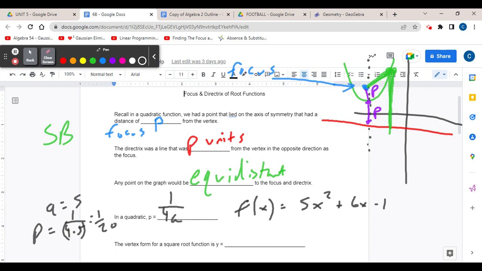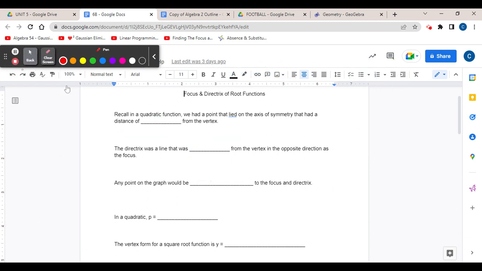Okay, now when we have a square root function, the formula is a little bit different, and so I want to make sure that we can get the formula here for when we have a square root function. Okay, so I'm going to go ahead and clear my screen, pause the video if you need to, and catch up. This here is P units of distance in the opposite direction. So I'm going to clear the screen here real quick.